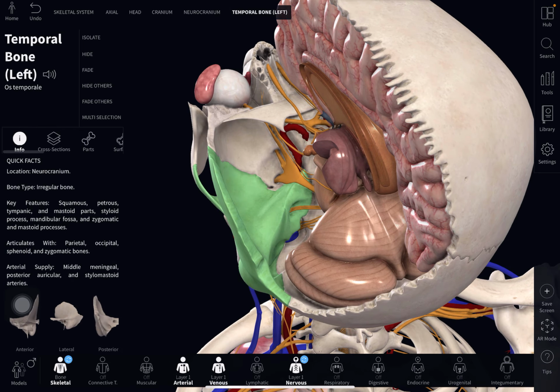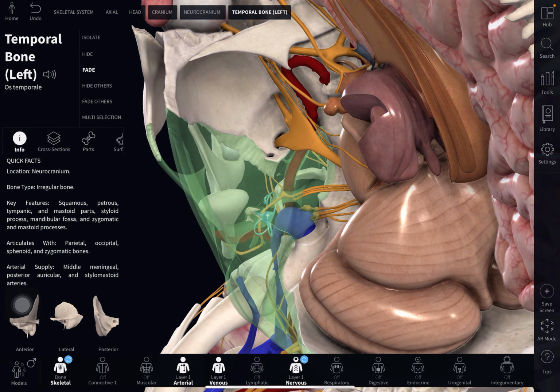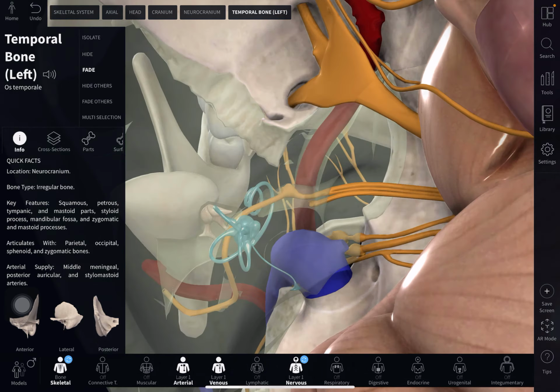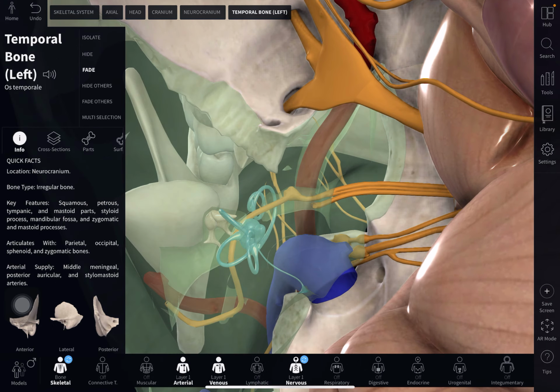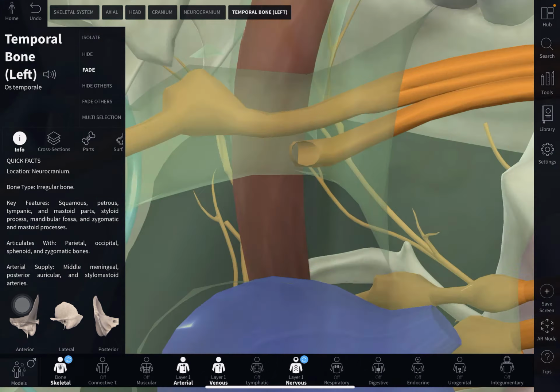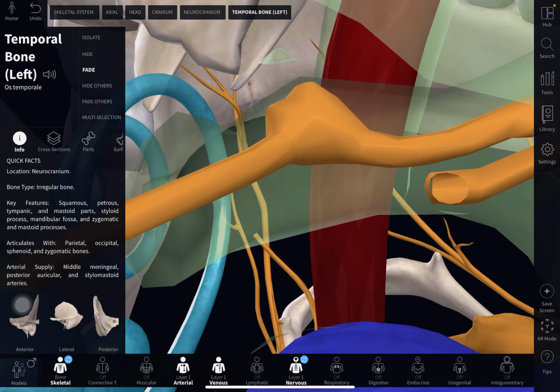Anyway, to fade stuff, I find it good to fade the temporal bone. Because you see here, you see the carotid canal. You can finally see the shape of it, as well as the middle ear and the internal acoustic meatus. You can see the geniculate ganglion, this little bump here.